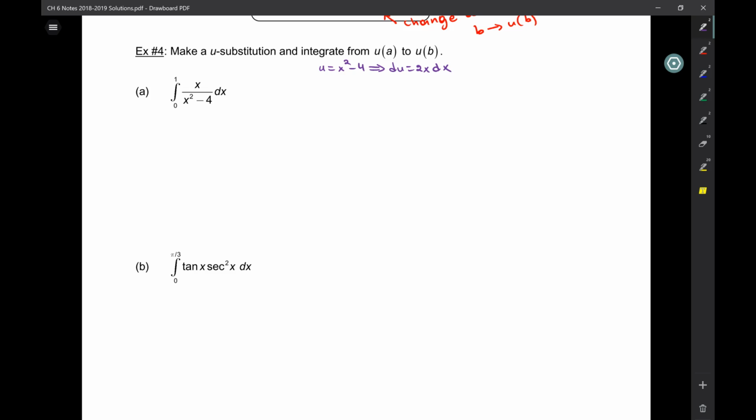Right, I'm not there yet. Okay, so du is 2x dx. Why is it 2x dx? Because the derivative of this, the 2 comes down. All right. So now, take a look at what we've got here.